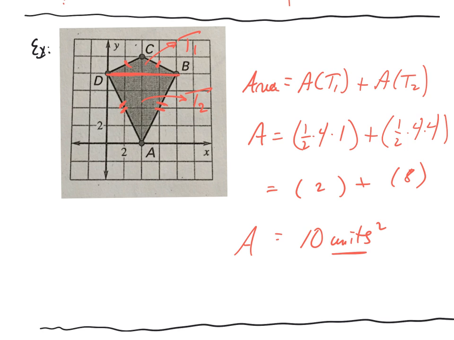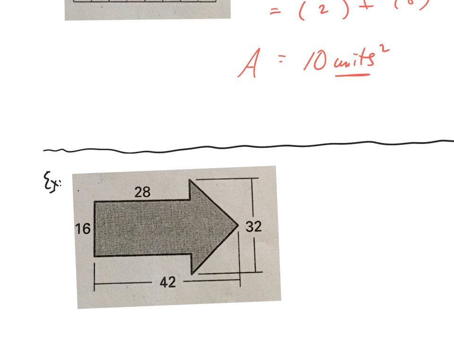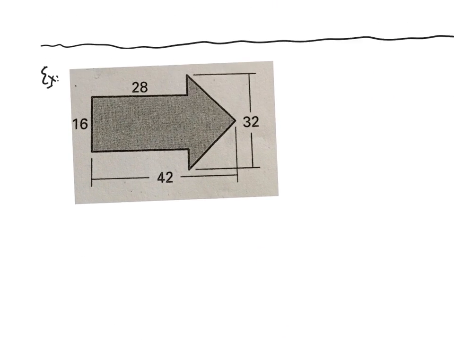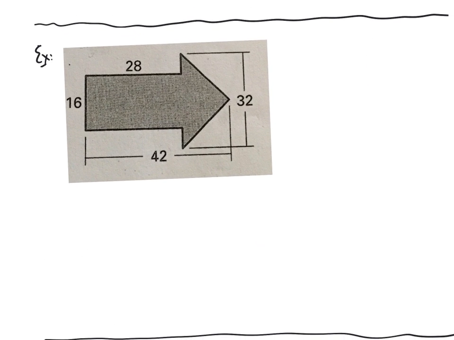So it'd be 10 units squared. Okay? All right. And then we'll just finish off with one more example. Oh, nope, sorry, I've got two, my bad. We've got two more examples. First, find the area of this arrow. Can you help me find the area of this arrow?